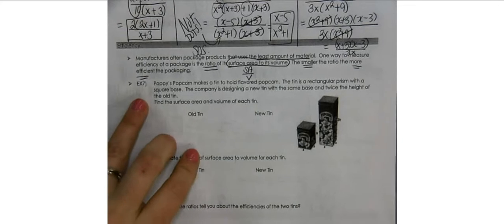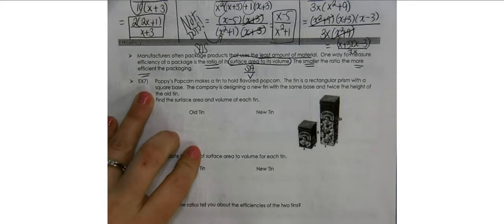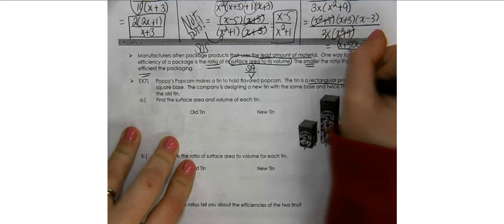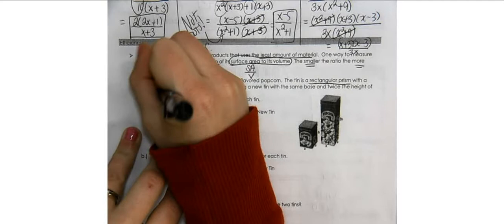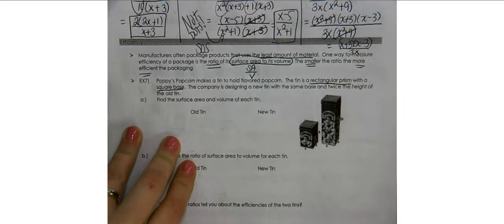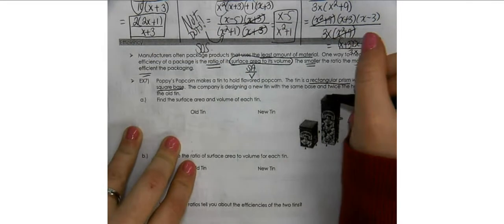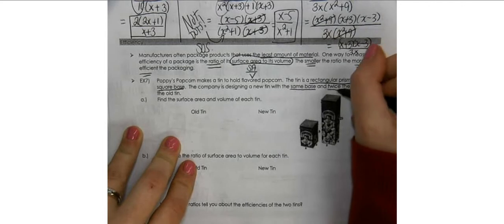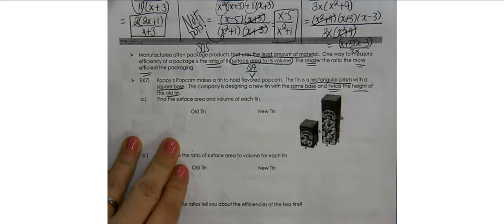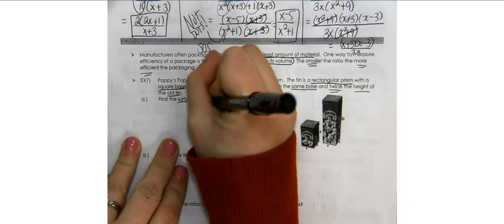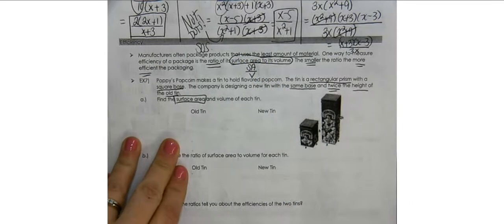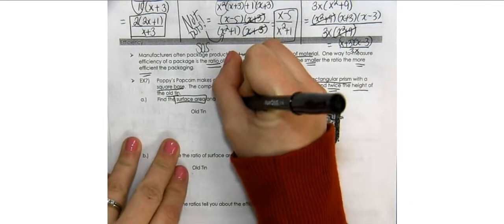So for example 7, Poppy's Popcorn makes a tin to hold flavored popcorn. The tin is a rectangular prism with a square base. The company is designing a new tin with the same base and twice the height of the old tin. The first thing we want to do is identify what the surface area and the volume is of each tin.